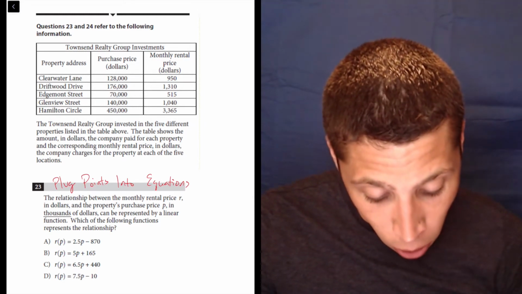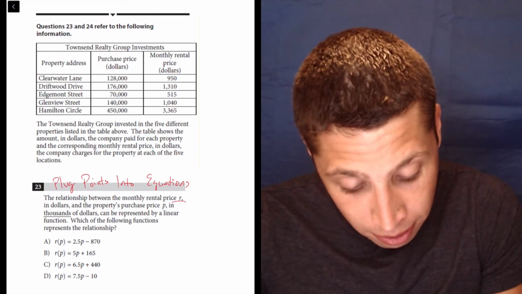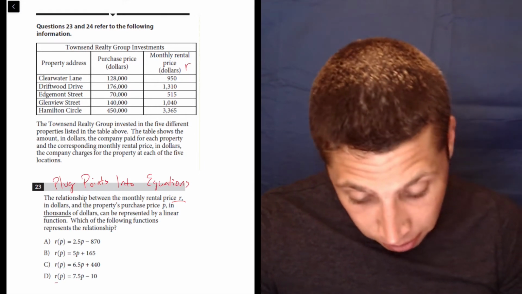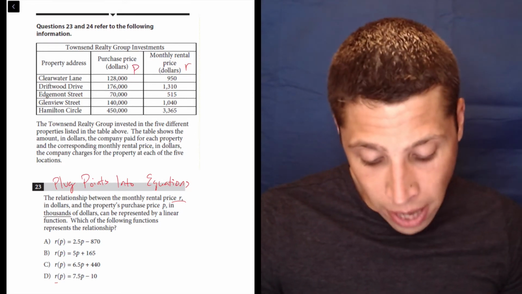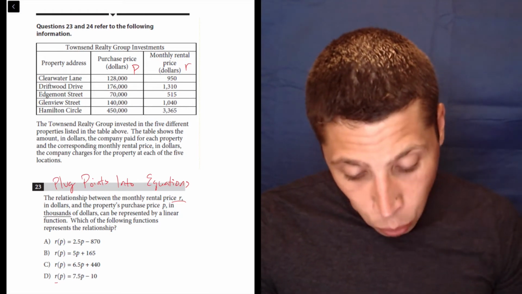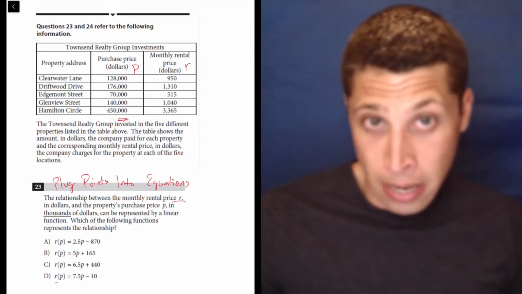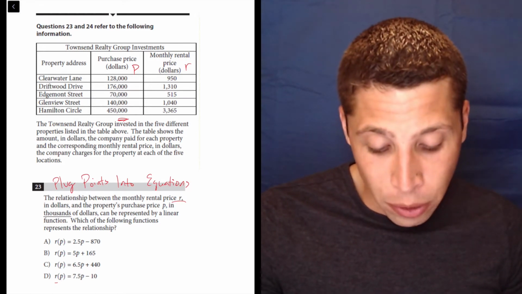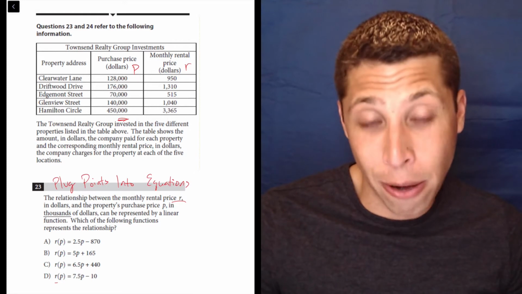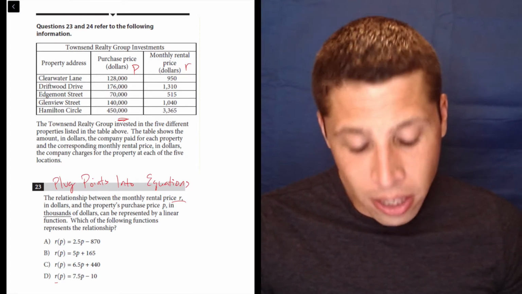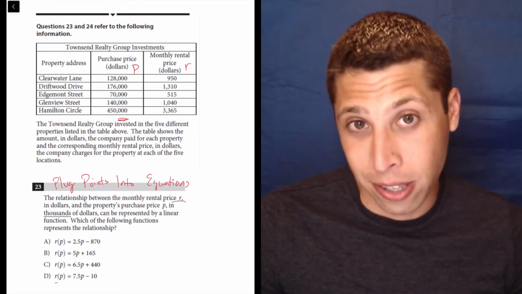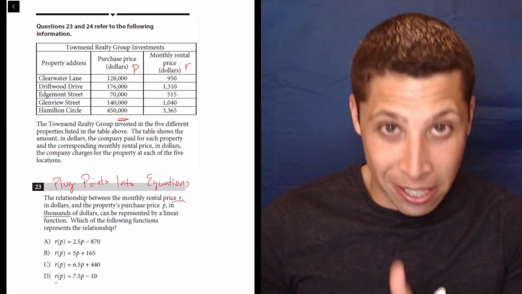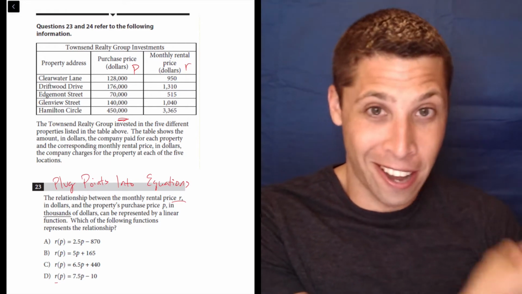And they say that R is the rental price, and that's right here, so that's kind of like the Y, because it looks like R of P in the choices. And the property's purchase price, P, is right here, and that looks kind of like our X, in thousands of dollars. Now, that one piece is kind of annoying. What that means is that all these zeros at the ends of these numbers can just be canceled out. So if we look at the Hamilton Circle one, for example, it says $450,000, but because the unit in the question is described as being in thousands, the actual value of P is going to be 450, because it's 450 thousands of dollars.